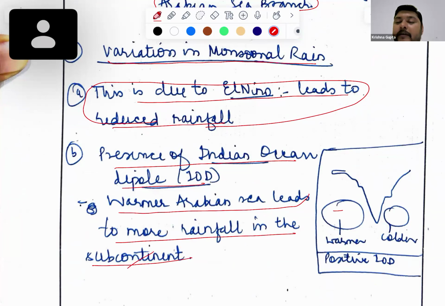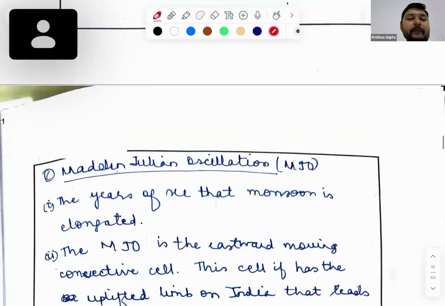So this is positive and this is negative Indian Ocean dipole. Basically, this is warmer and this is colder. So you have already written positive Indian Ocean dipole. So this is also one of the conditions.